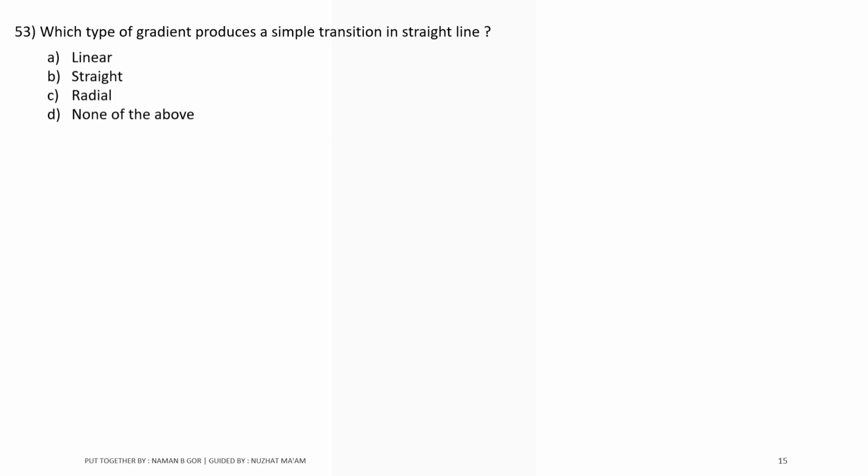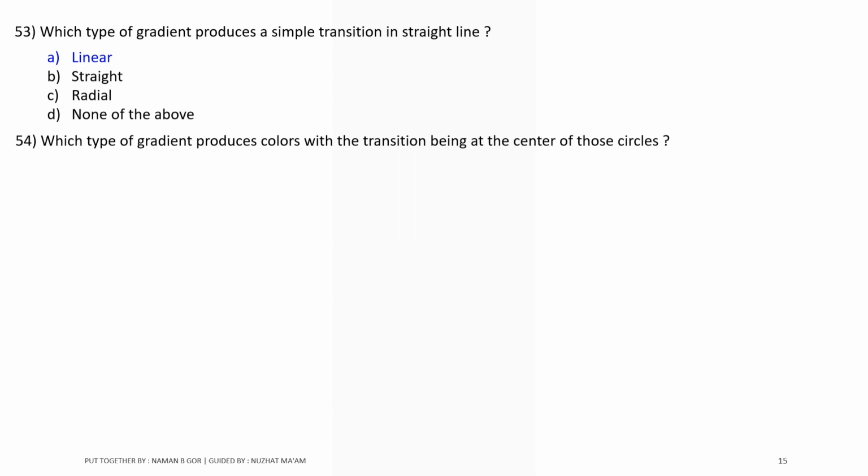Question number 53. Which type of gradient produces a simple transition in a straight line? A. Linear, B. Straight, C. Radial, and D. None of the above. And the correct answer is A. Linear.